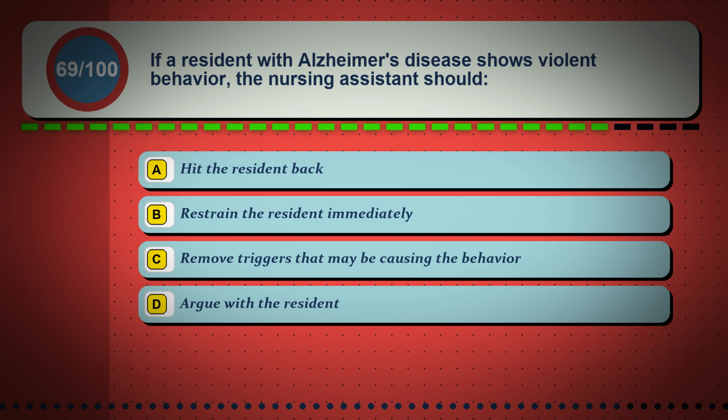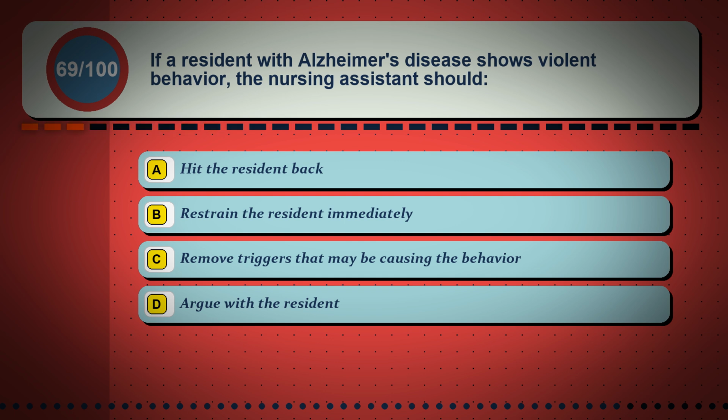Question 69. If a resident with Alzheimer's disease shows violent behavior, the nursing assistant should: option A, hit the resident back. Option B, restrain the resident immediately. Option C, remove triggers that may be causing the behavior. Option D, argue with the resident.